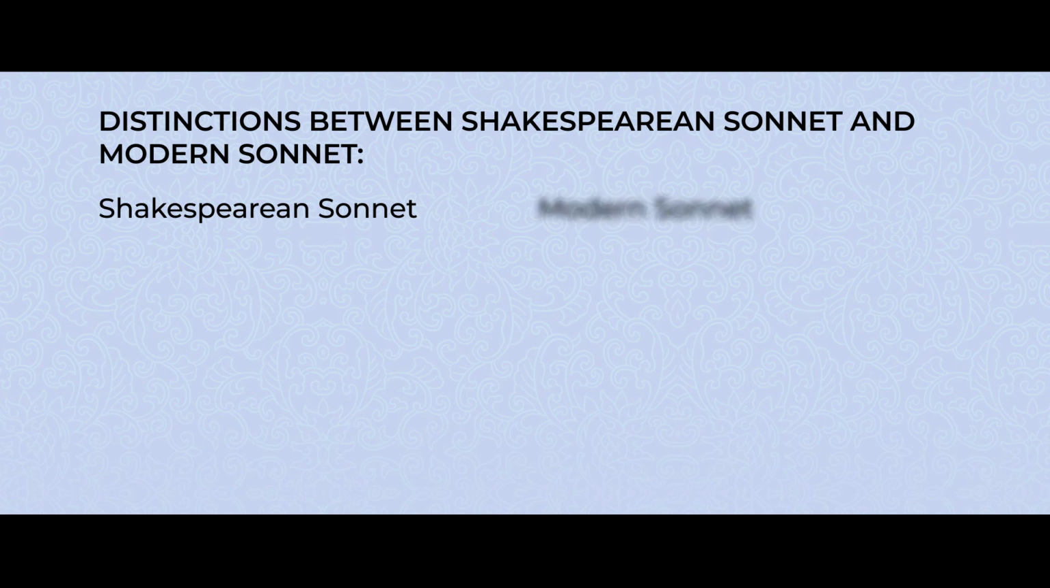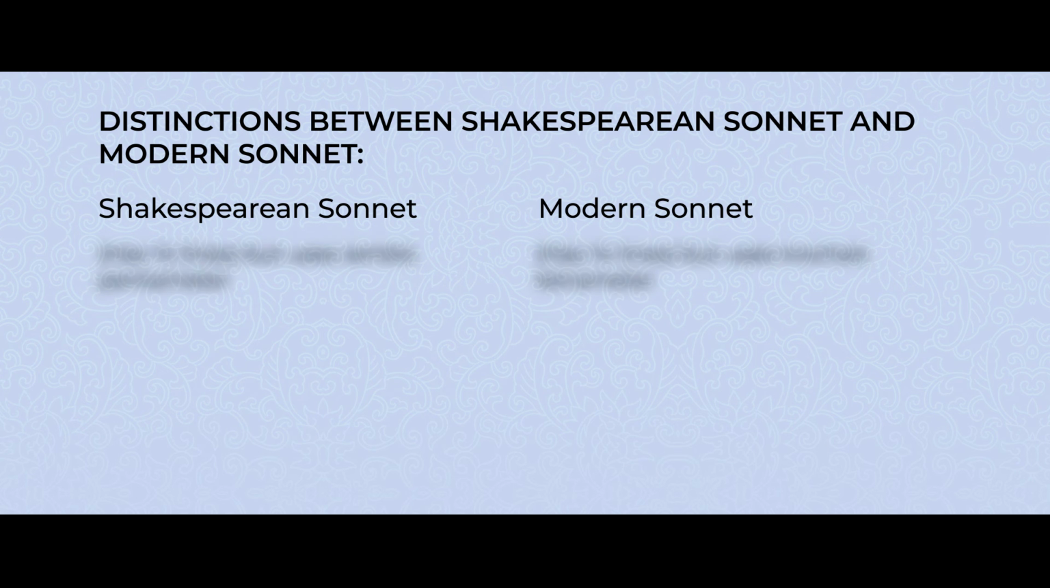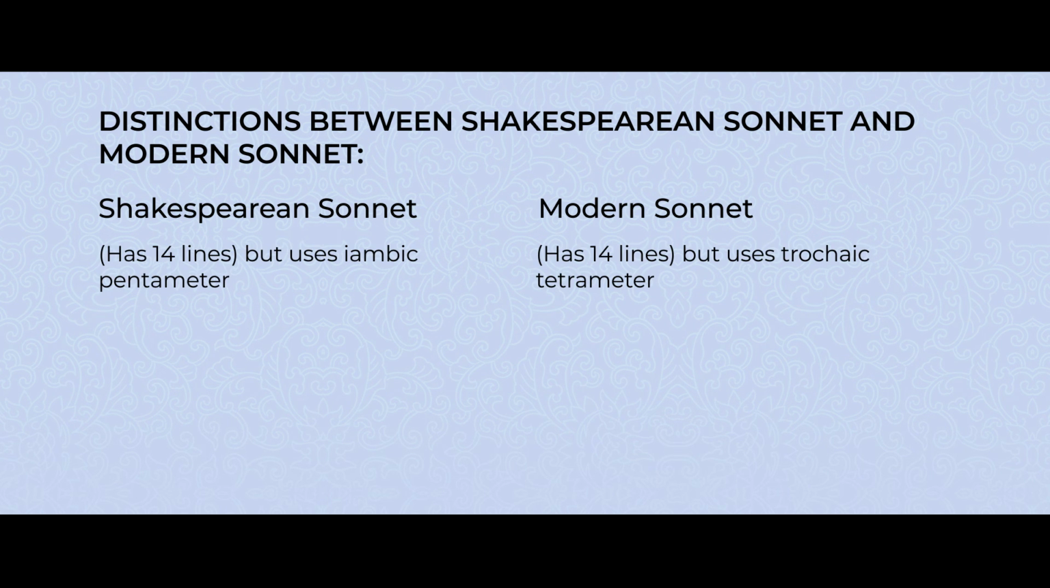Next, we will look at the distinction between Shakespearean sonnets and modern sonnets. Number one, both the sonnets have 14 lines, but Shakespearean sonnets use iambic pentameter, whereas modern sonnets are mostly written in trochaic tetrameter. Trochee is just the opposite of iamb. So trochee is a metrical foot consisting of a stressed syllable followed by an unstressed syllable. Tetrameter is a meter that has 4 feet.